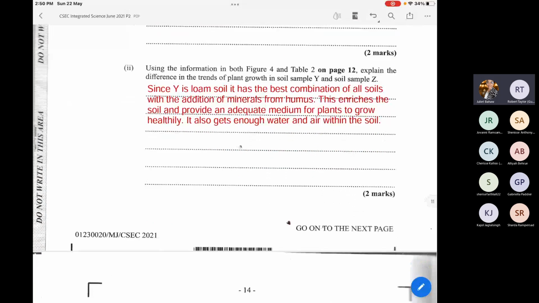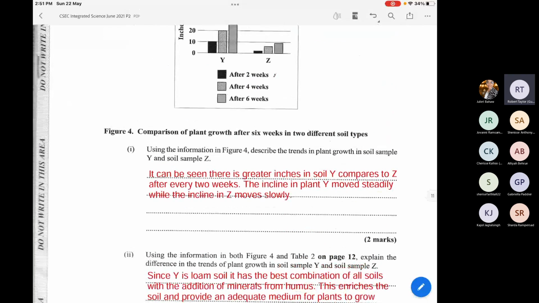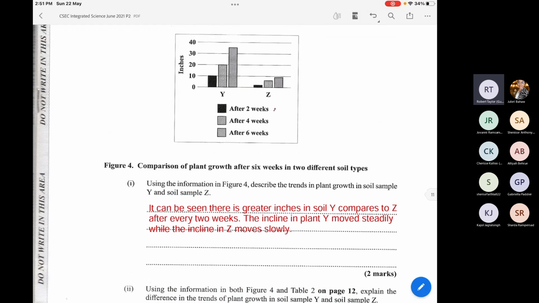I would say plants were at least 10 inches after 2 weeks in soil Y, but in soil Z, plants did not reach 10 inches even after 6 weeks. All right, now you have to do a general trend. Don't pinpoint one piece of information. General trend. So the general trend is Y has greater inches than Z. So you put that into a sentence, a descriptive sentence, right?